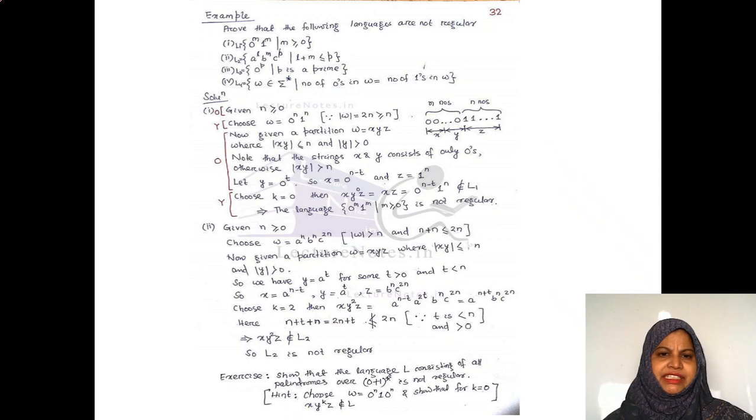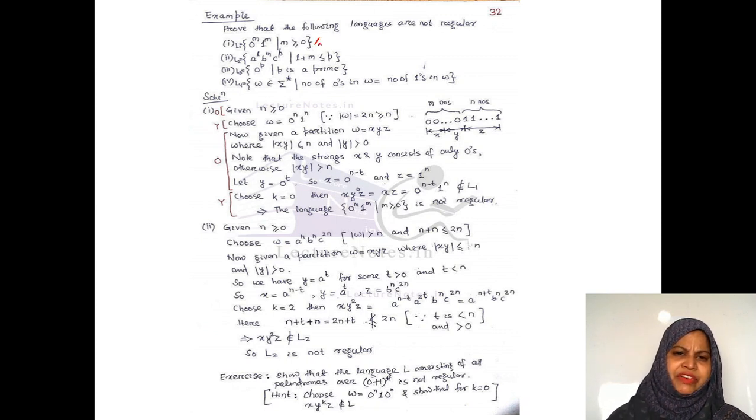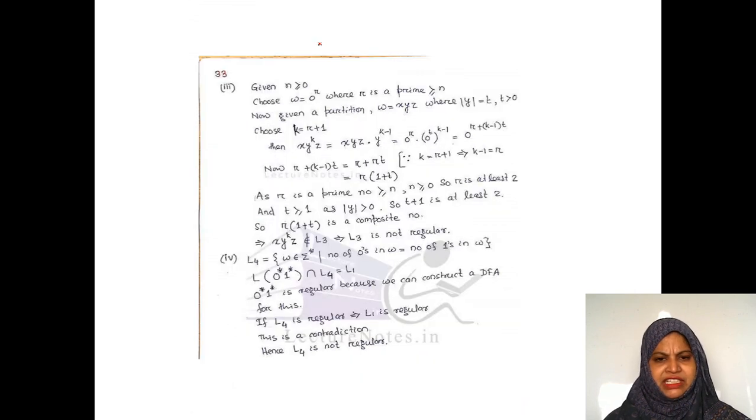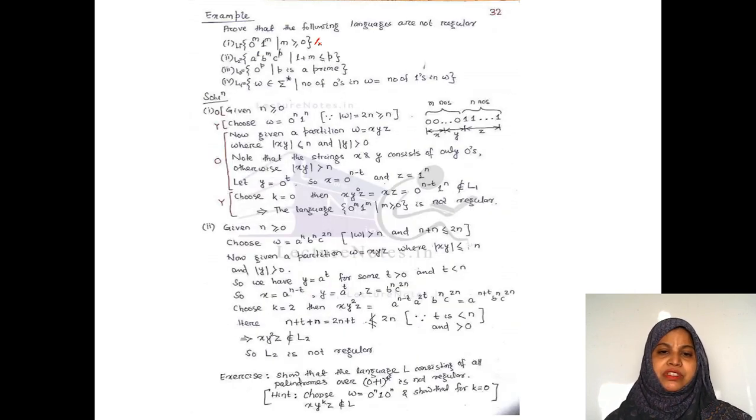For example, prove that the following languages are not regular. L1 equals 0 power n, 1 power m, where m is greater than or equal to 0. Here these four examples are there. In this class I am going to explain only one example, 0 power n and 1 power n, where n is greater than or equal to 0. Remember the remaining problems, you have to understand them, and I will give the notes.